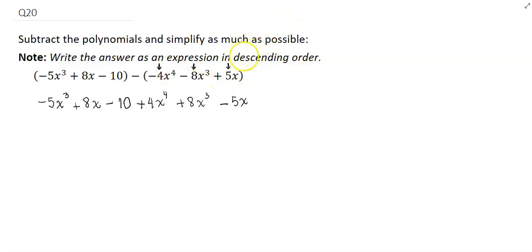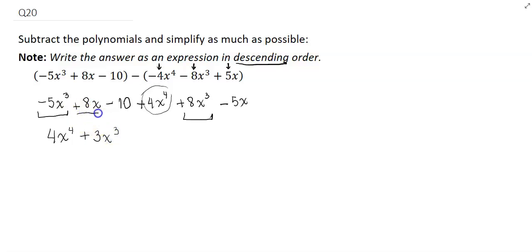Okay, and here they are asking also in descending order. The term of highest degree here is this one here. In this one there is no order of power 4, so I'm going to just write here 4x4. Now I have 2 terms with power 3, x3. Negative 5 plus 8, different signs I subtract and keep the sign of the bigger number.